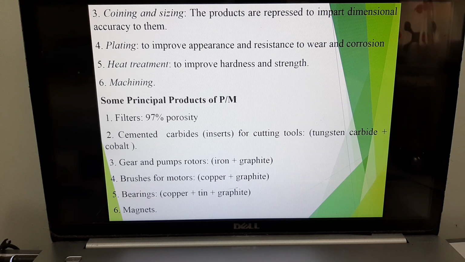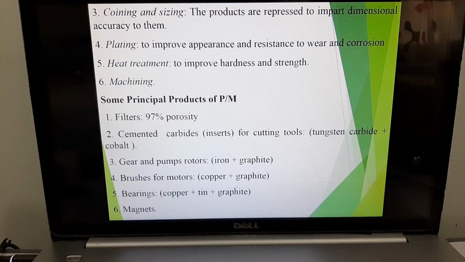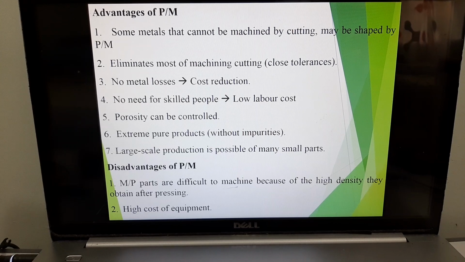using powder metallurgy technique. Gears, pumps, rotors which are made of iron and graphite are also produced using powder metallurgy. Brushes for motors, copper and graphite, are produced with powder metallurgy. Bearings, copper, tin, graphite, are produced using powder metallurgy. And magnets are produced using powder metallurgy.